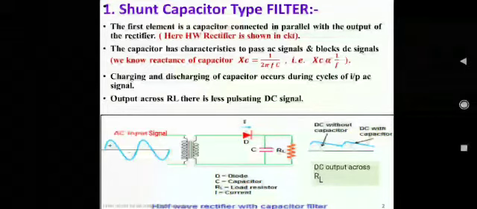So we can say at the output of load resistance, the output is pulsating DC, means it contains some component of AC in DC. Okay, now we'll see the waveforms.